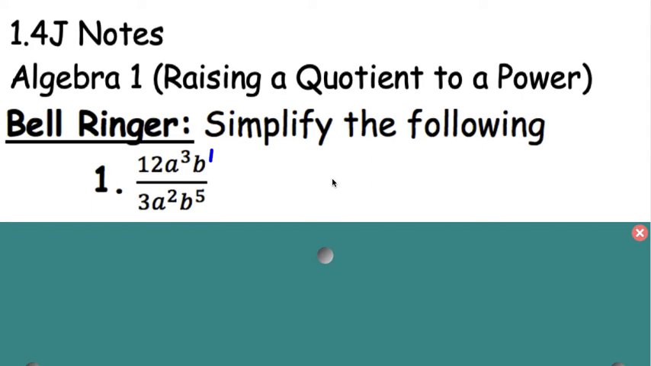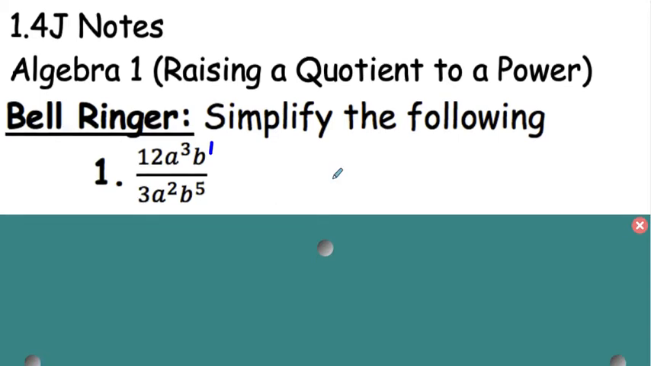On your 1-4J notes for today, we are finishing up our exponent rules with raising a quotient, or a division, like a fraction, to a power. So let's finish up or review what we talked about yesterday with this bell ringer.